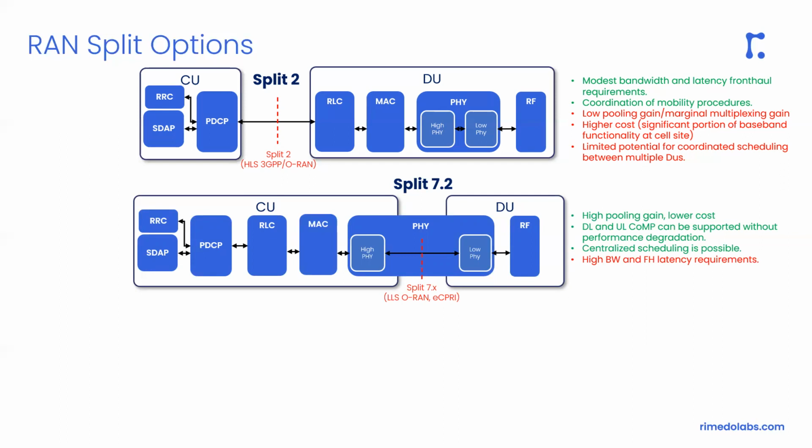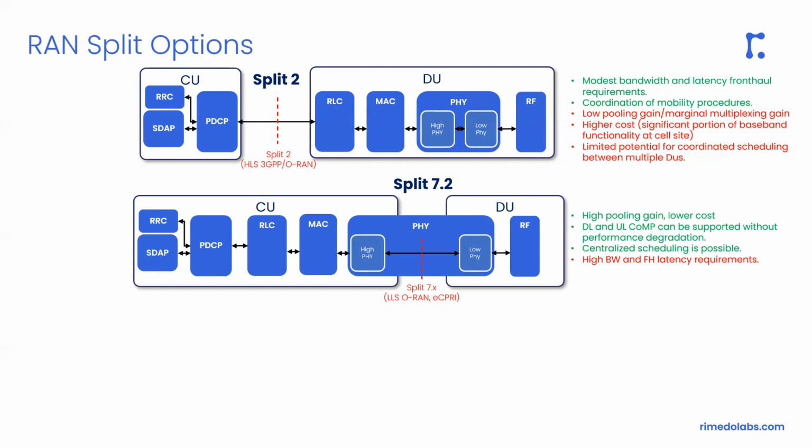Compared to split number 2, it has high pooling gain, a lower cost of the DUs, because then the units being placed at the sites do not have to have a lot of functionality there. Also there is a possibility to use centralized scheduling because there is a single MAC handling multiple radio sites. On the other end, it has very high bandwidth and latency requirements for the front haul.